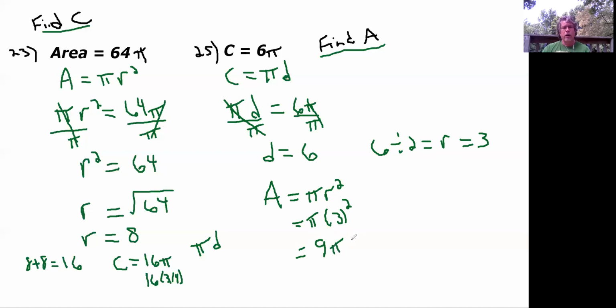So I can leave the answer as 9 pi, or again, the final answer would be whatever 9 times 3.14 is if you want to change that over to an actual number. On the GED tests, sometimes they will leave answers in terms of pi, so it is not wrong to leave it in this form. Most commonly, we are changing pi to 3.14.